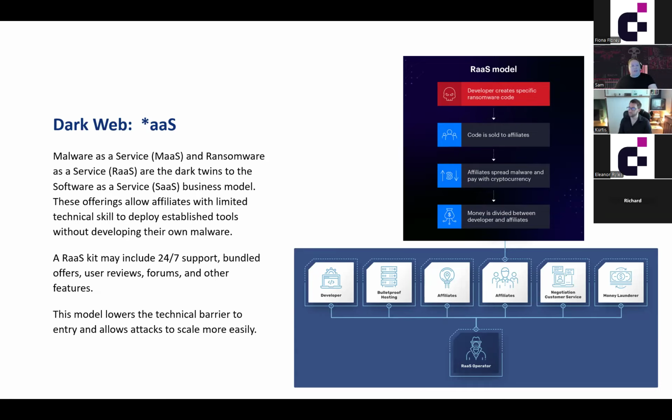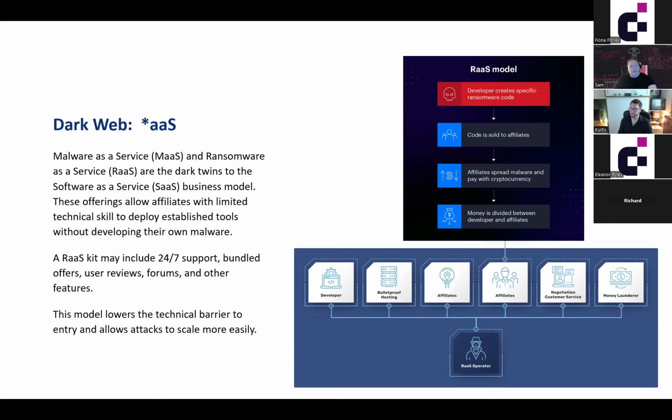So you don't have to be a coder, you don't have to be a hacker, you don't have to go through the years and years Curtis and I did. You could just get somebody else to do that and give them a cut of the profits. Now, a ransomware as a service kit may include 24/7 support. It certainly has customer support. Bundled offers, you can get 50% off in like January because of Christmas overspends. User reviews, forums, and other features. They run these like a business, like anything else. They've got customer service, they've got training, they've sometimes got call centers, and the call centers don't always know what they're doing. The model lowers the technical barrier to entry and allows attacks to scale more easily.